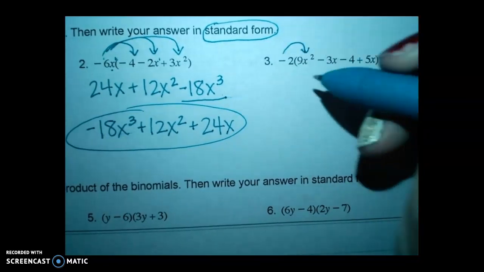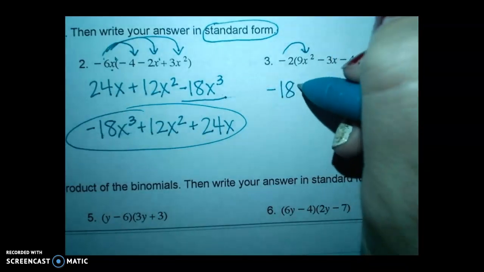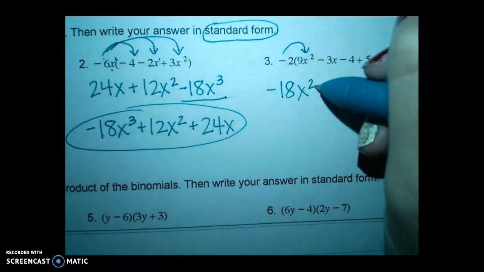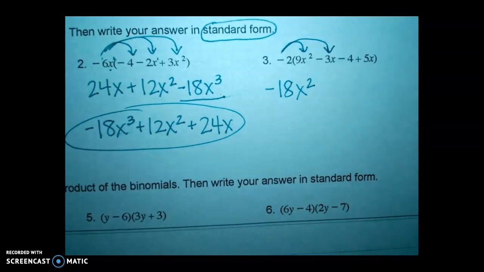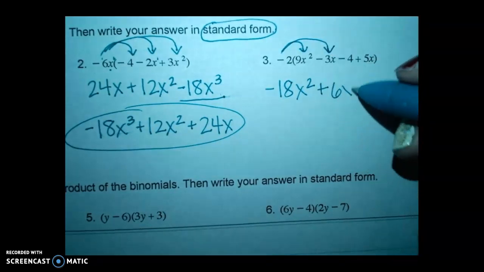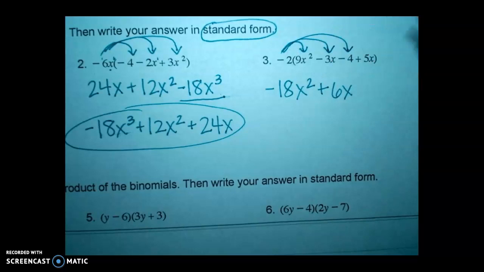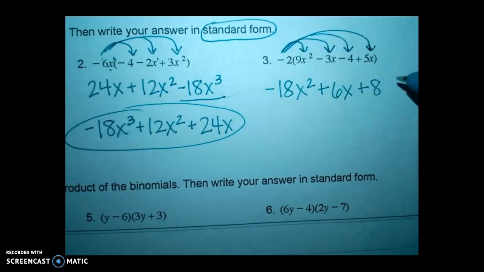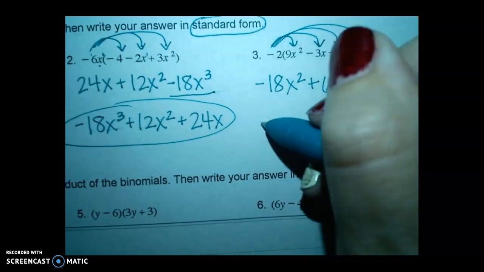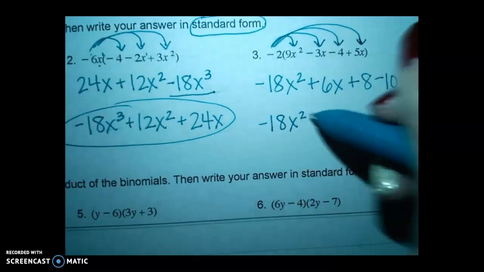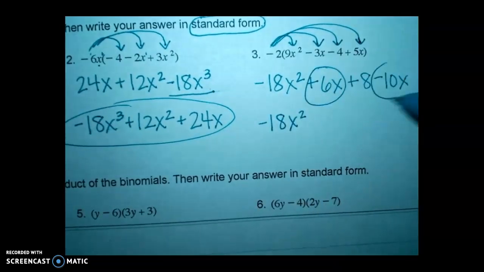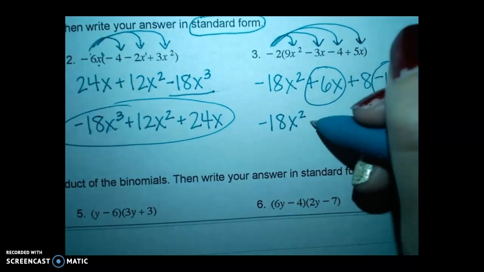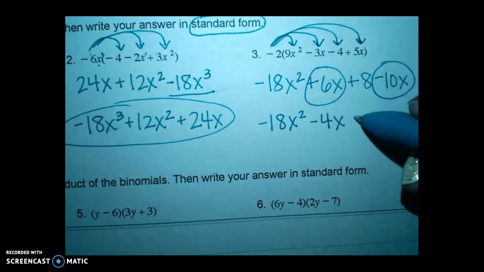Negative 2 times 9x squared is negative 18x squared. Negative 2 times negative 3x is positive 6x. Negative 2 times negative 4 is positive 8. And then negative 2 times 5x is minus 10x. And in descending order would be our negative 18x squared. That's the largest degree. 6x and minus 10x are like terms, which would be minus 4x, and then plus 8.